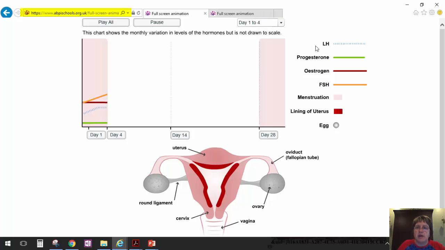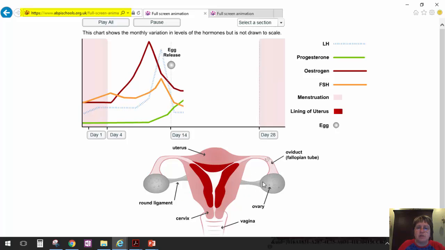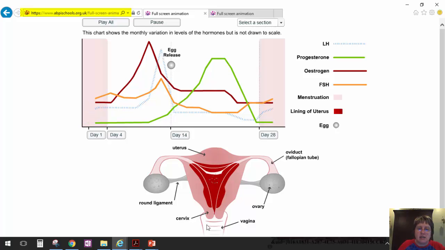So this is kind of nice because you have your hormones over here, and then you have what's going on in the body here. And then you can click and see what's going on at each stage, or you can even just play all and see. You can see the graph of the hormones as to what's happening, and what's happening down here with the uterus, the egg release, the lining built up, because there's no pregnancy, everything will be released, and you kind of start all over again. So that is a nice animation that you can use.